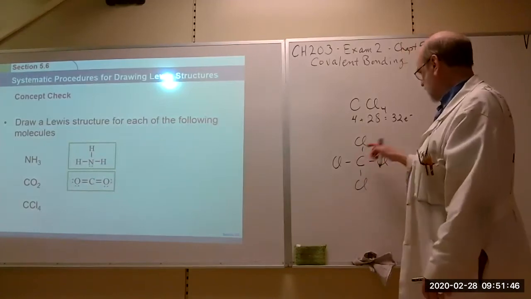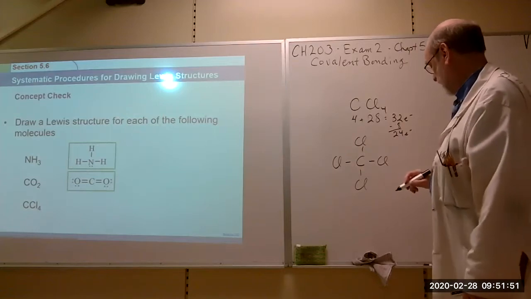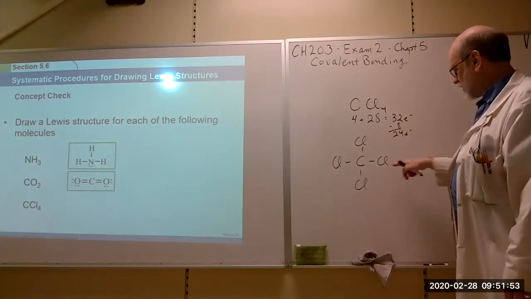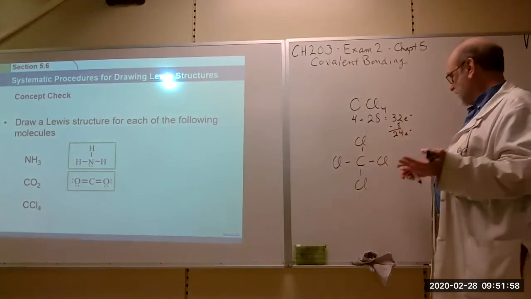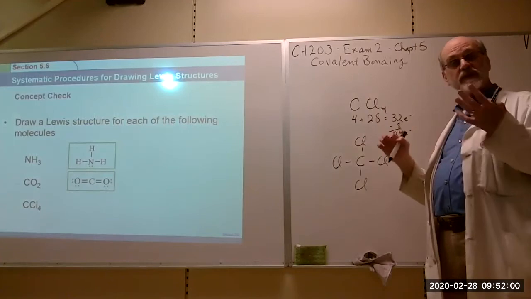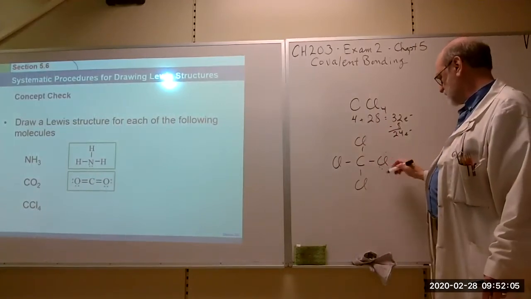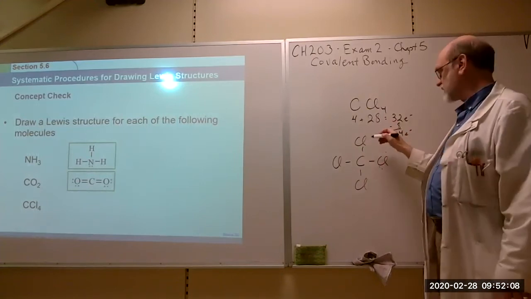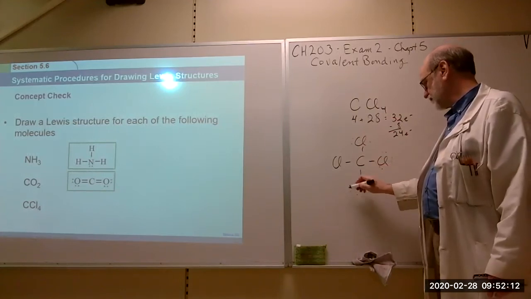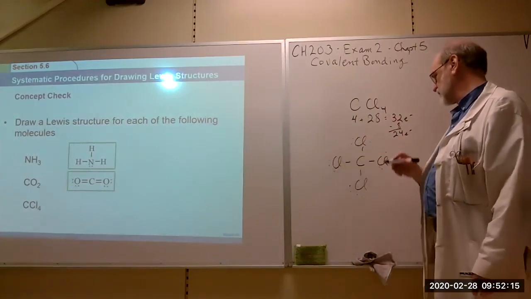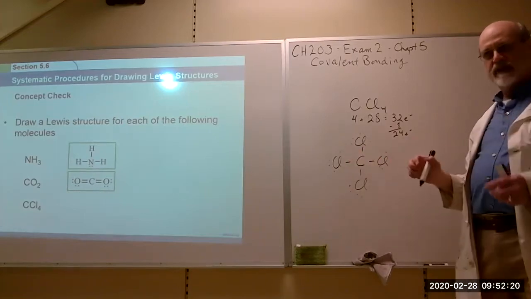Okay, so we've got 2, 4, 6, 8, 24 electrons left. Okay? So notice we've got 1, 2, 3, 4 chlorines and 24 electrons. So if we put 6 around each one, we're done. Right? And that's 2, 4, 6, 8. That's an octet. There's your Lewis structure. And we have an octet here, we have an octet there. Everybody's got an octet.